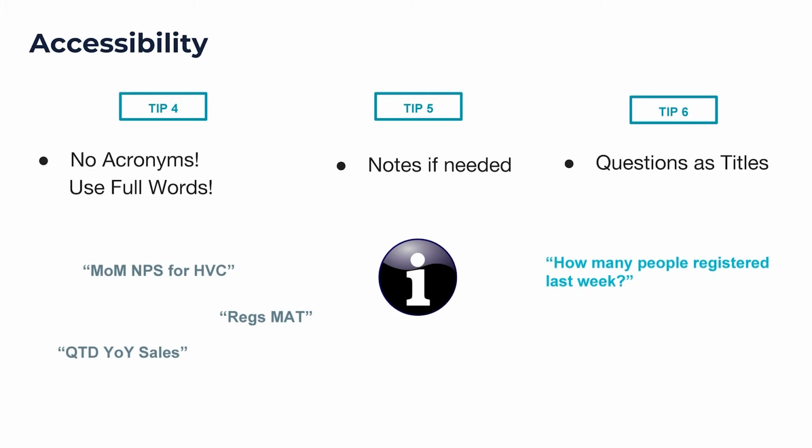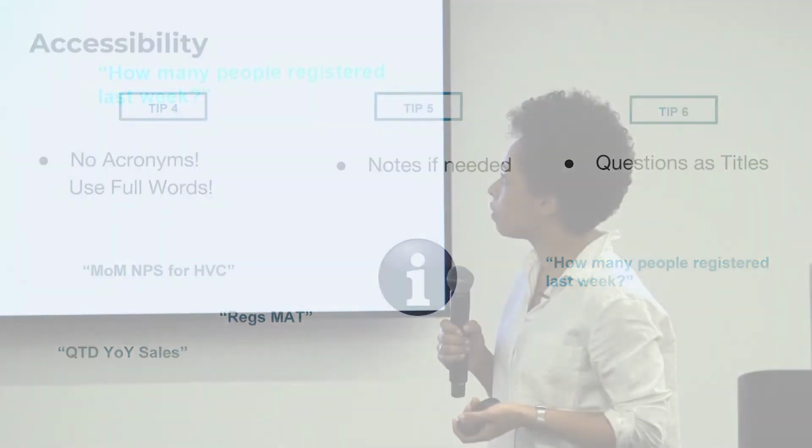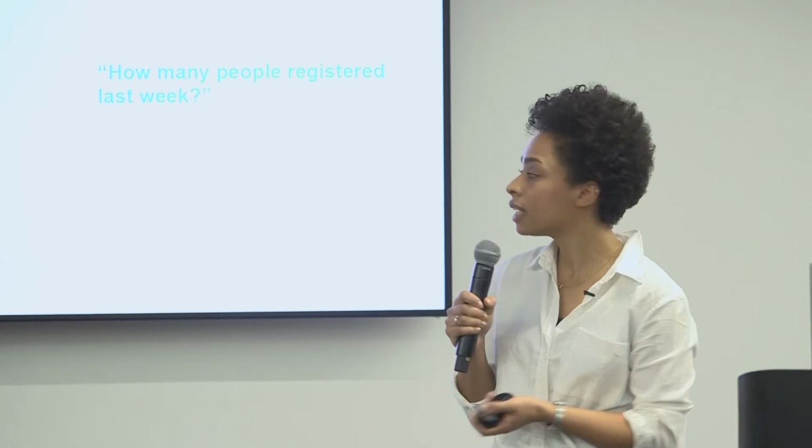Tip 5 is making the most of notes. So not being afraid to really specify in your dashboard and give the user extra information if they need it. Maybe how that metric is defined, how the data was collected. This is also really important to remove ambiguity.